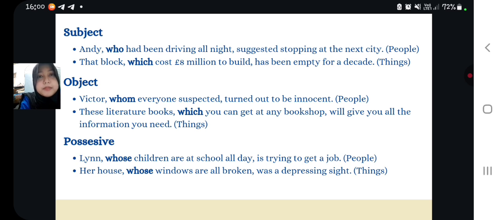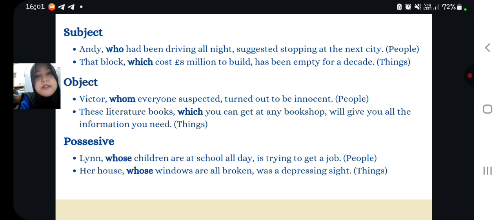The object for the object: Victor, whom everyone suspected, turned out to be innocent, and this whom is for the people and the object. And next is these literature books, which you can get at any bookshop, will give you all the information you need, and which is for things and object.